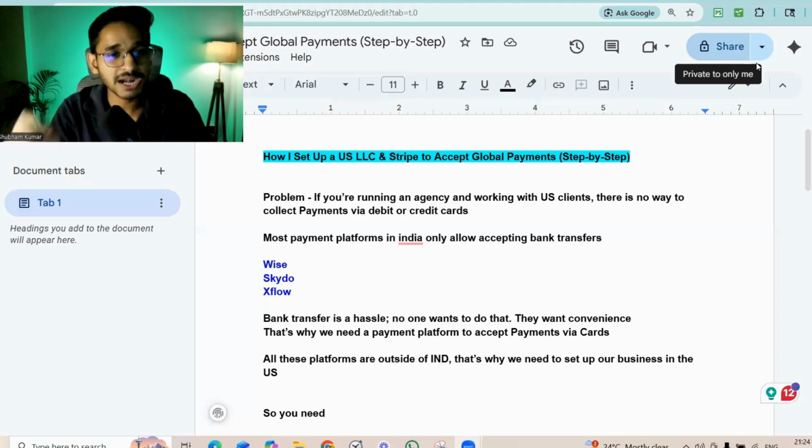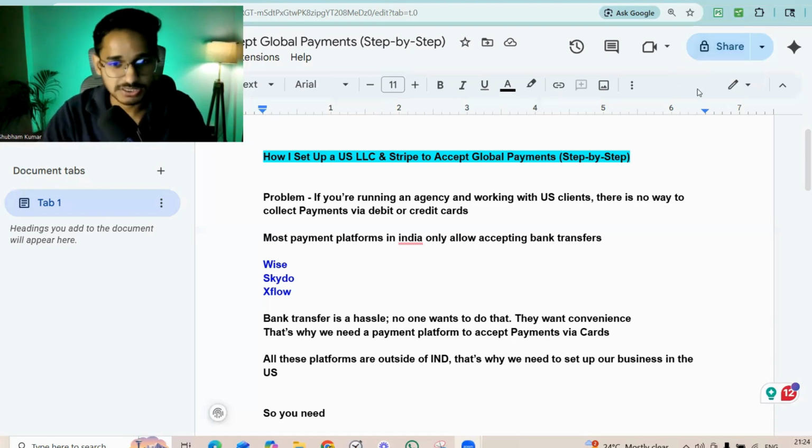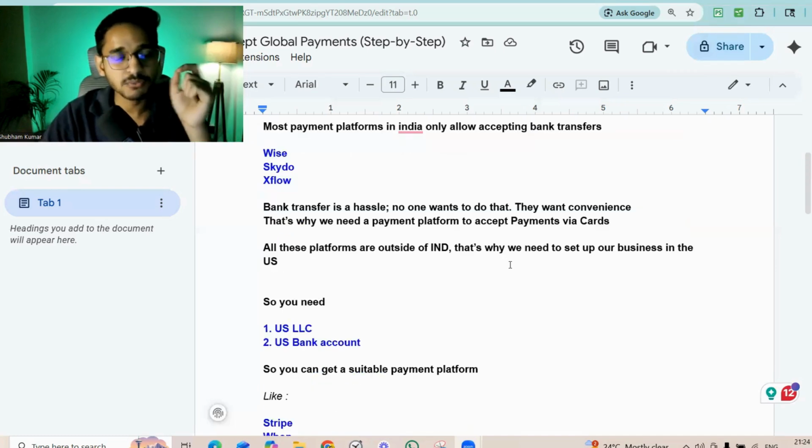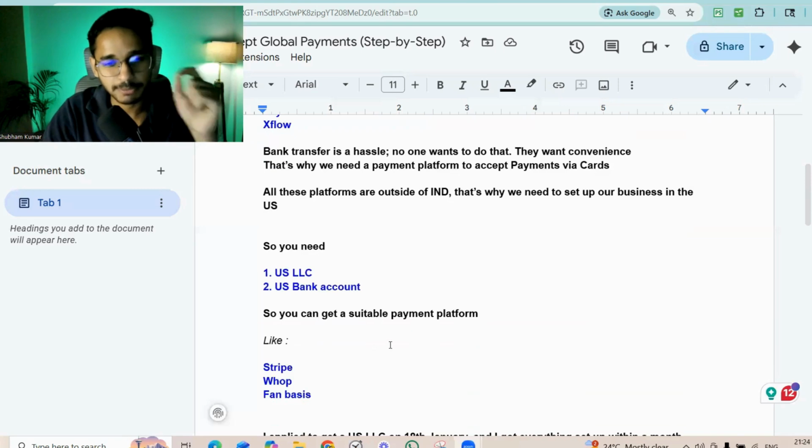All of these payment platforms that allow us to send direct payment links and collect payments via debit and credit cards are outside of India, and that's why we need to set up our business in the US. So in order to get a good payment platform, you need two things. Number one, you need a US LLC, which means you have to register your business in the US. And second, you need a US bank account, right? Once you have these two things, then you can get a suitable payment platform like Stripe, Wop, Fanbasis. All these payment platforms are suitable to send direct payment links and collect payments via cards, right?